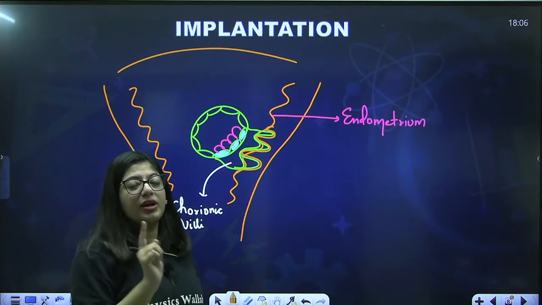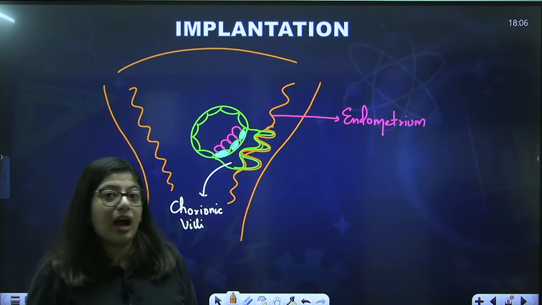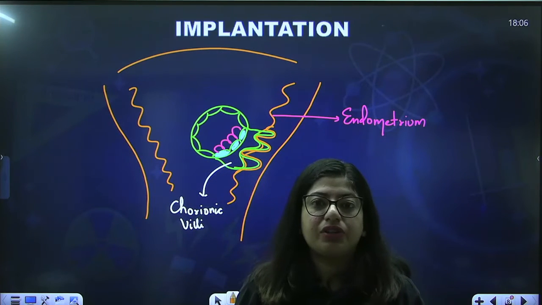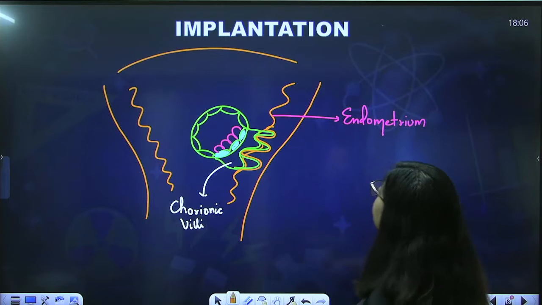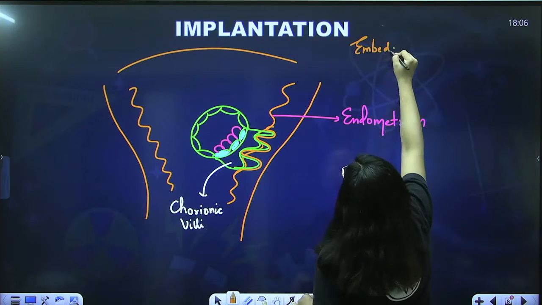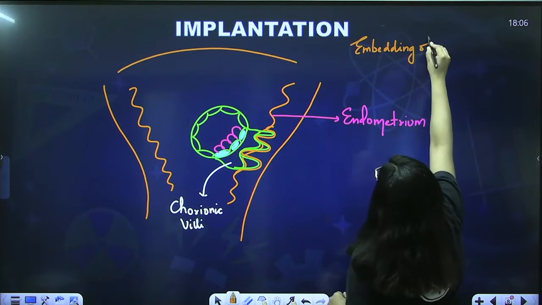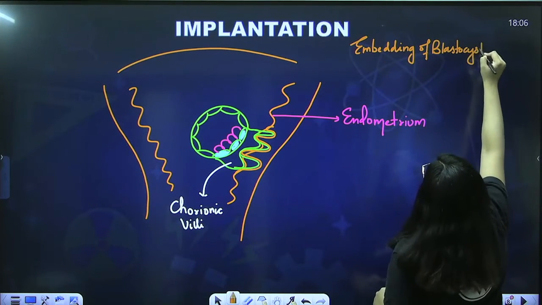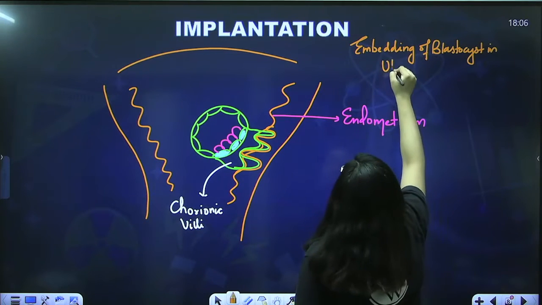So one question that is most commonly asked: at which embryonic stage does implantation occur? That is the blastocyst. And what is implantation? It is the embedding of the blastocyst in the uterine wall.